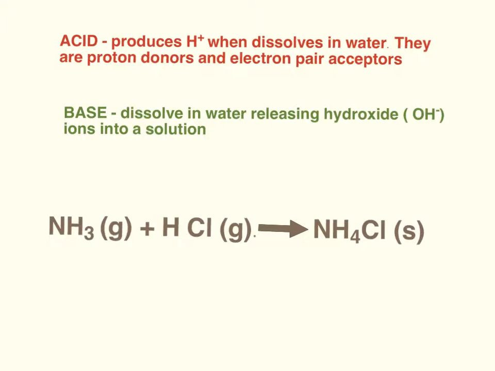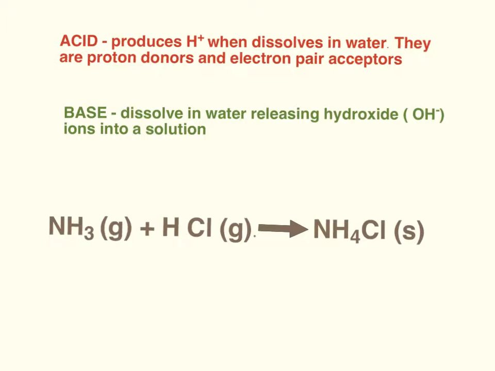They are proton donors and electron pair acceptors. They produce a hydrogen plus ion. A base dissolves in water, releasing hydroxide ions in a solution, or an OH minus ion into solution.